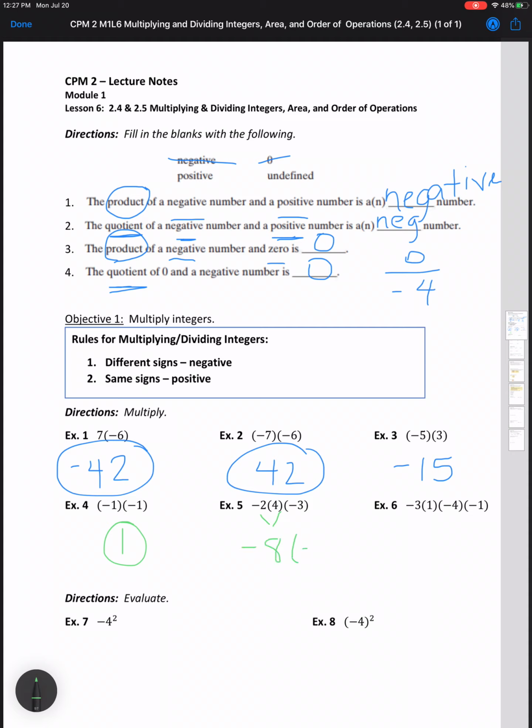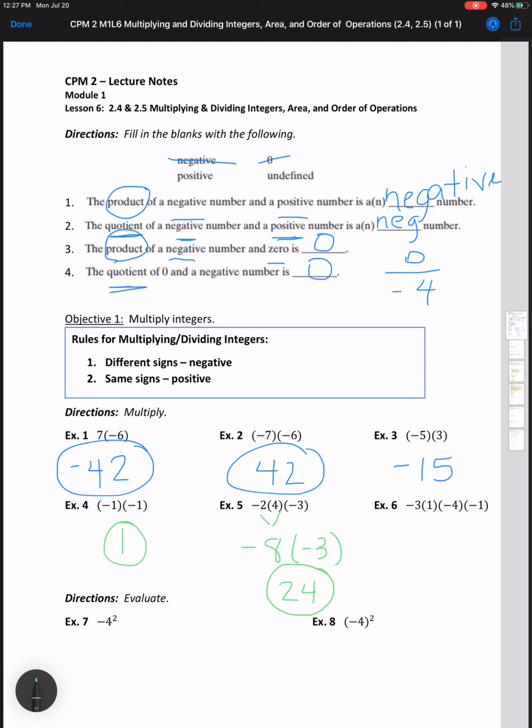I'm going to go ahead and bring down that times negative 3 because I haven't used it yet. And now take these 2 digits. Same sign, so it's going to be a positive, and 8 times 3 is 24. So your final answer for example 5 is 24.